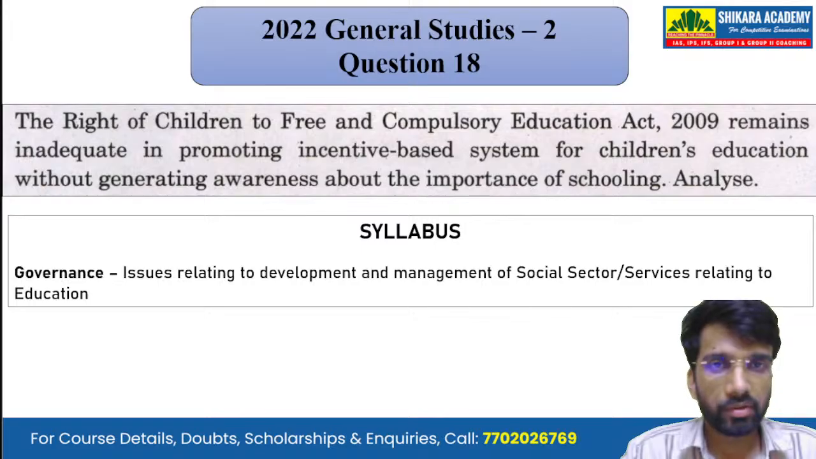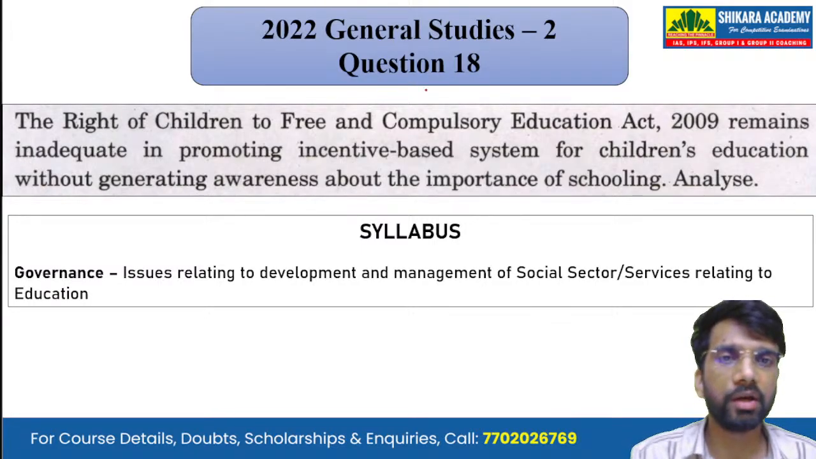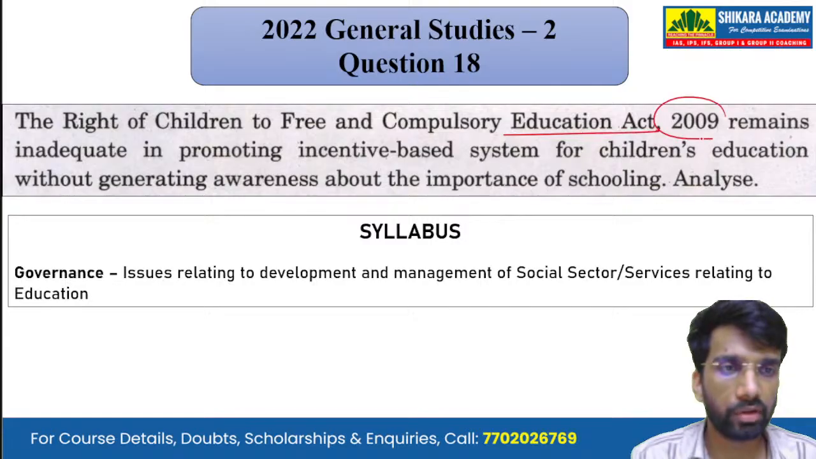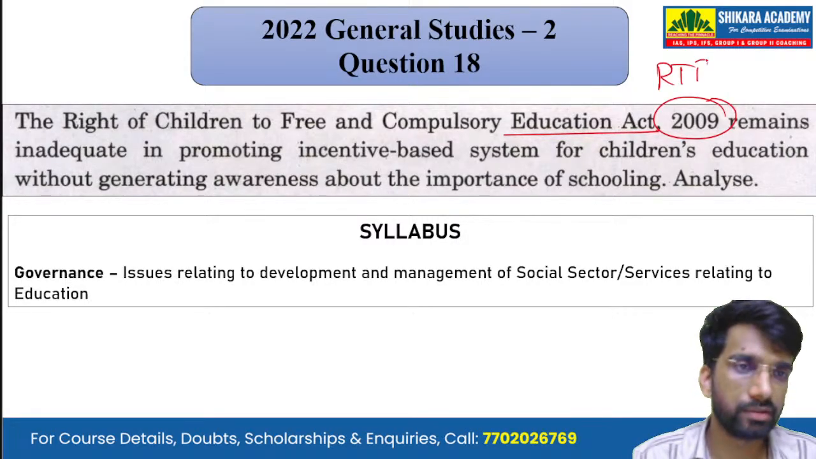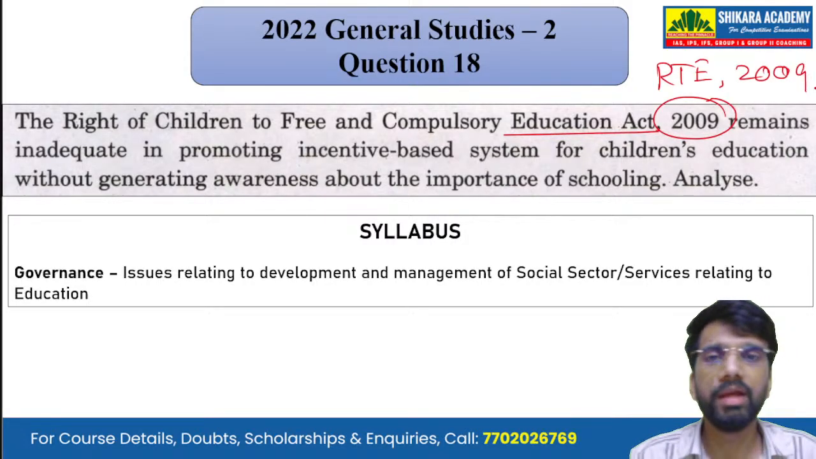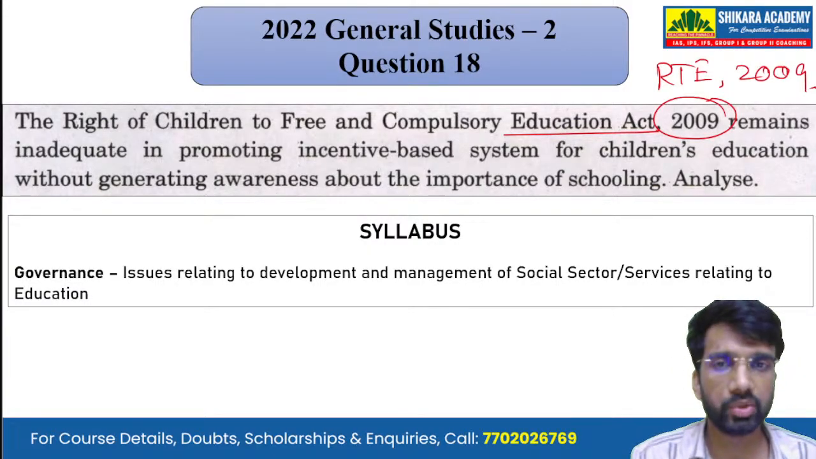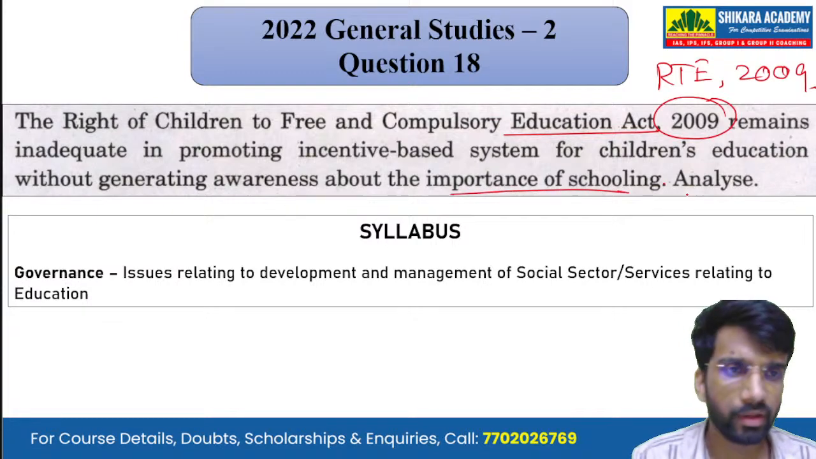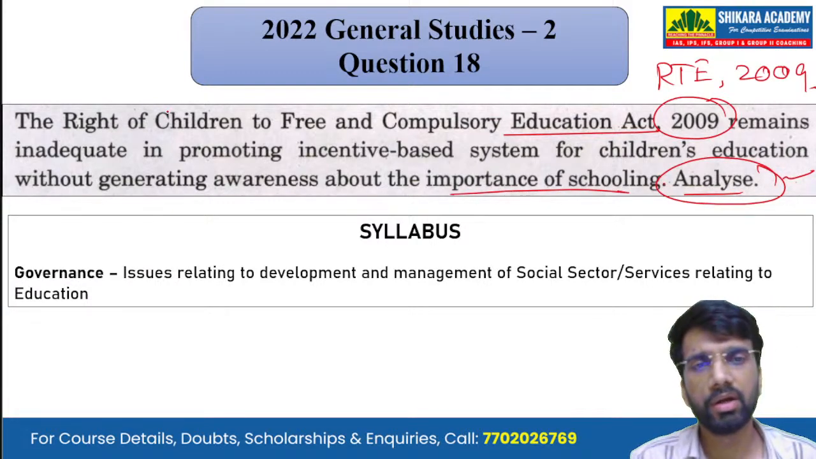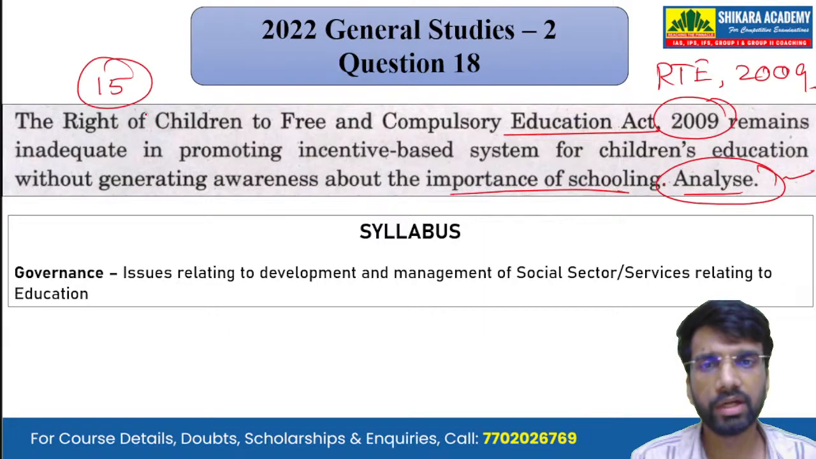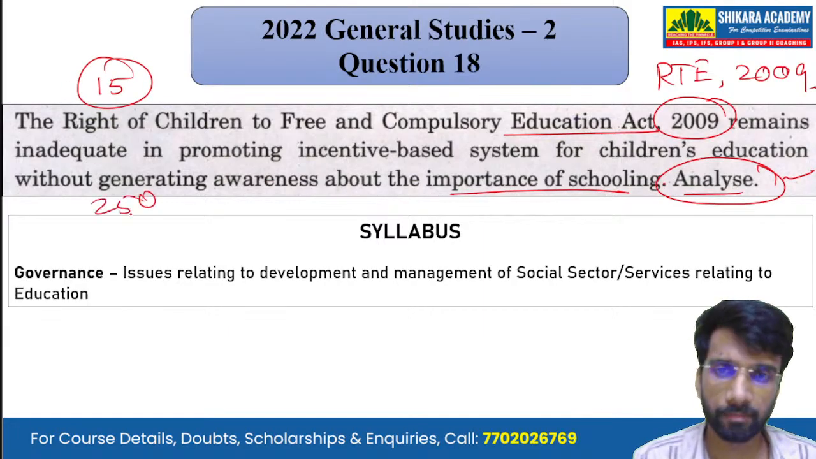Then moving on to the next question, that is question number 18. The Right of Children to Free and Compulsory Education Act 2009, or the RTE Act of 2009, remains inadequate in promoting the incentive-based system for children's education without generating awareness about the importance of schooling. We have to analyze this statement. Now, this is also a 15-mark question that we have to answer in 250 words.